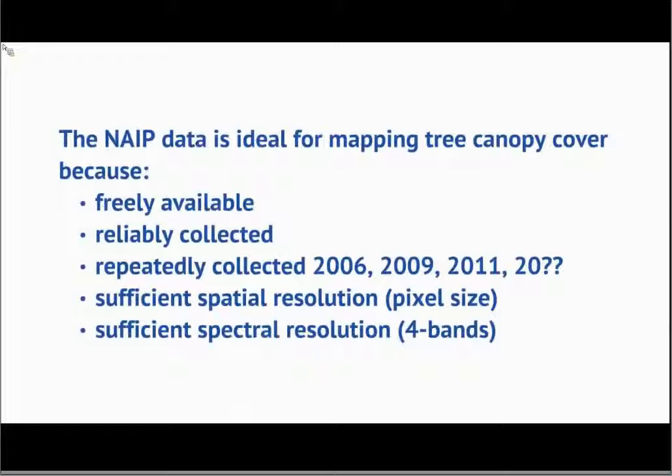So NAIP was ideal for mapping this tree canopy cover. One, because it was freely available. Two, it was reliably and repeatedly collected. In Utah, we have it for 2006, 2009, and 2011. For this year, we have some HRO, high-resolution ortho data for the Wasatch Front that was collected. But it's on a repeating schedule with the agreements between the state, the BLM, the Forest Service, and so on. So we can get that data, we can make sure it's collected, and it's easily downloaded and used.